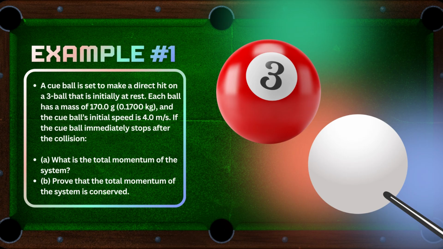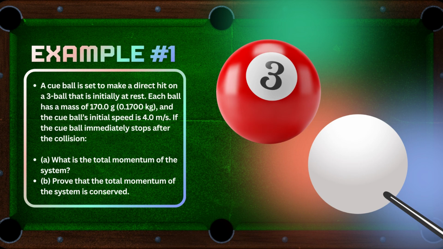Let's dive into this example of a collision involving a cue ball and a three ball, both with a mass of 170 grams. First, we're looking to determine the total momentum of the system before the collision. Remember, momentum is the product of mass and velocity. Given that both balls have equal mass and the three ball is initially at rest, we focus on the cue ball's momentum, since the cue ball is the one moving.